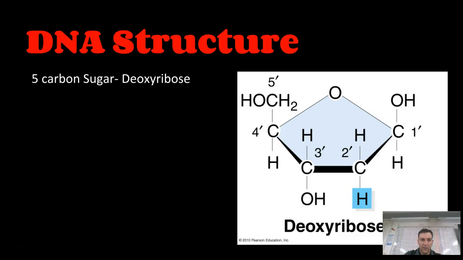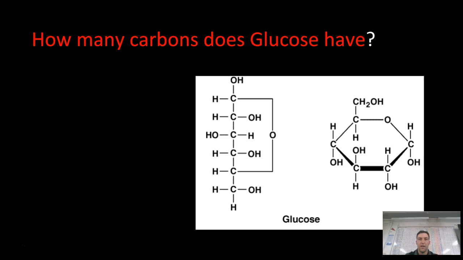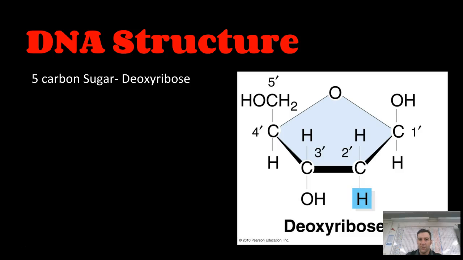The structure, if we look at that 5-carbon sugar, deoxyribose, you can see that that hydrogen is missing an oxygen. That's why we call it deoxyribose. How many carbons does glucose have? Glucose is a 6-carbon sugar. When we look at deoxyribose, we got that 5-carbon sugar in that ring structure. So that carbon is changed in a different spot in that left-hand corner.